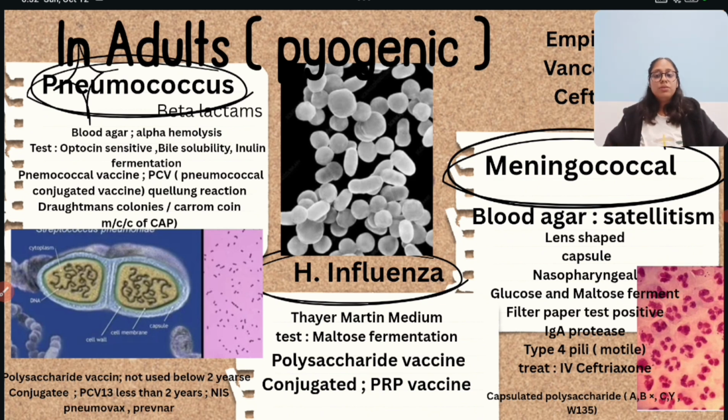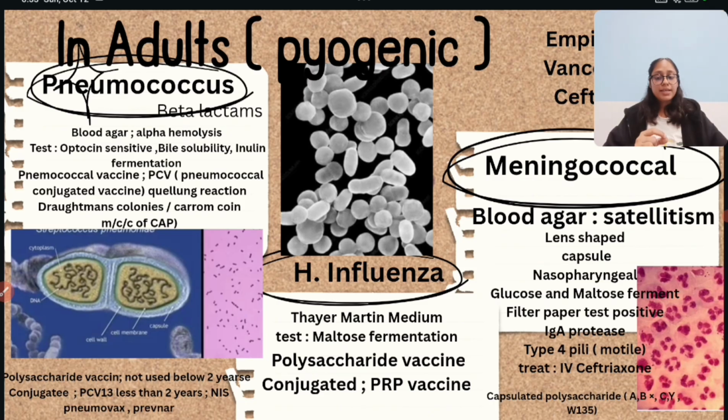Okay, now the types of vaccine the pneumococcus has. One is your conjugated one, and the other one is the polysaccharide vaccine. The polysaccharide vaccine is the one which we call PPSV23, the 23 pneumococcal, and that is the one which you are not going to give below 2 years. But the conjugated one, which is PCV13, can be given to less than 2 years of age.